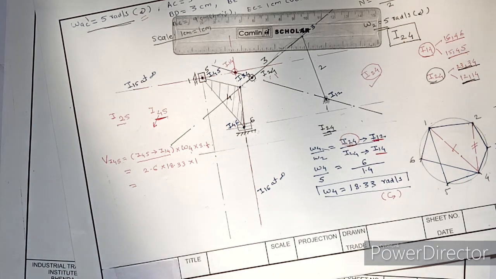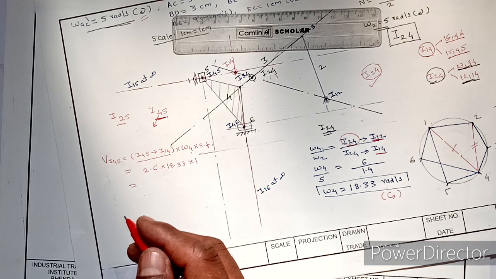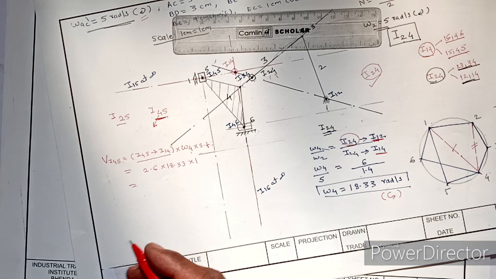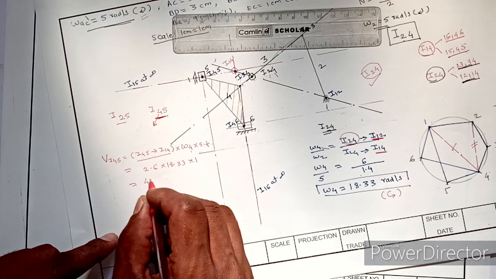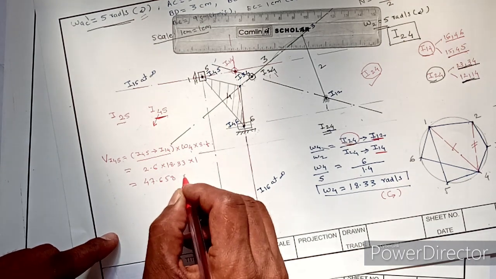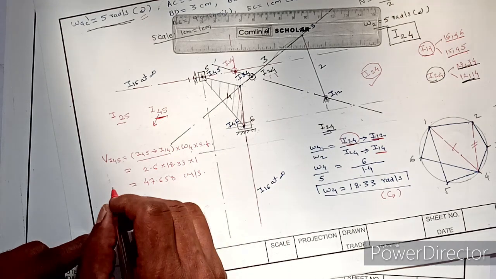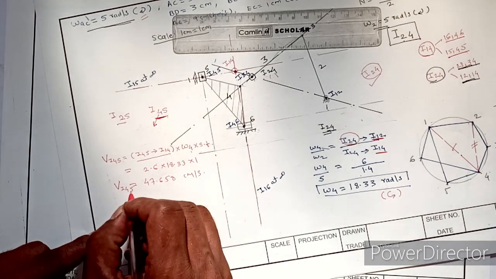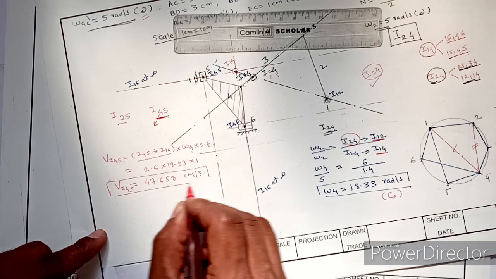So this will give the linear velocity. So 2.6 into 18.33 is equal to 47.658 centimeters per second, which is the velocity of I45 when it lies on link number 4.